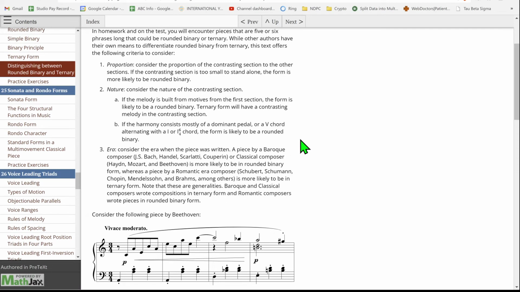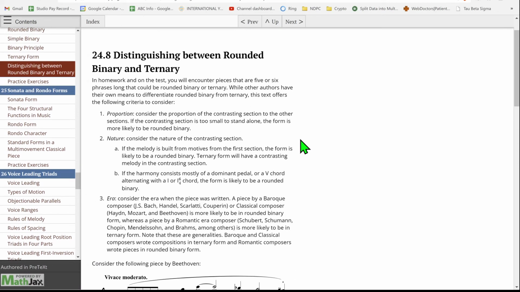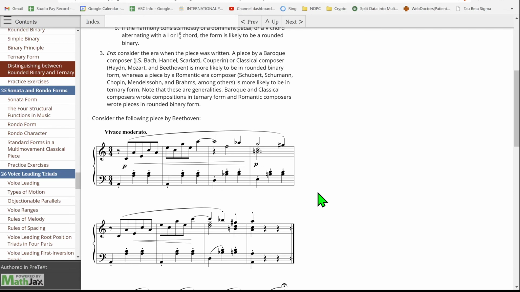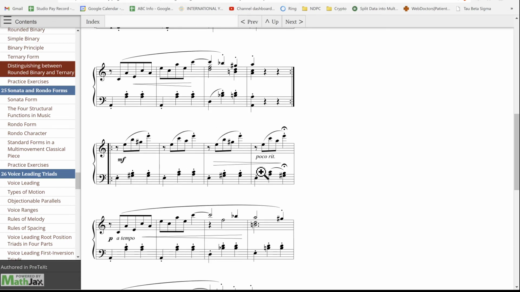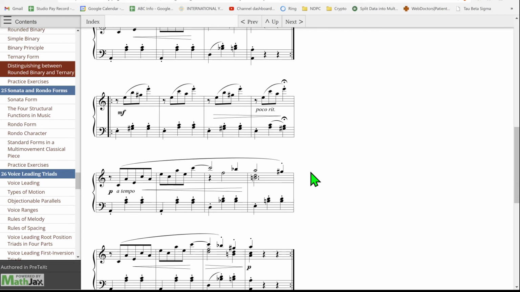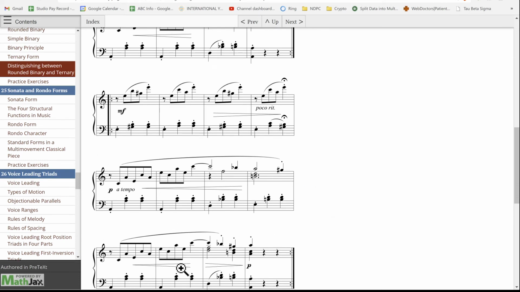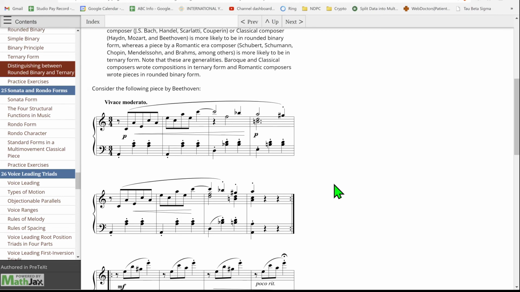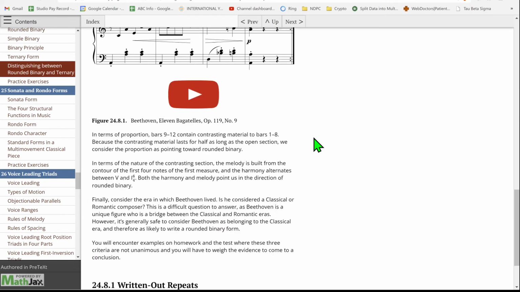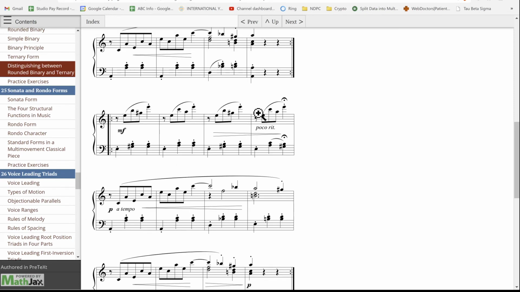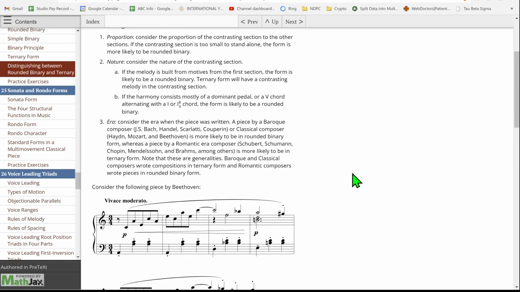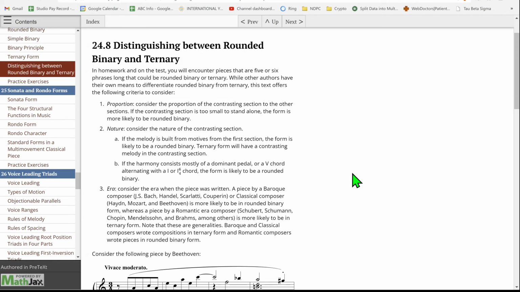Very, very simple. If the B section, the second section, is very short and almost requires the A section's return, you're definitely dealing with rounded binary. If the B section is much more complete, longer, more developed, then you're dealing with more of a ternary form. So proportion is what they're talking about. What's the proportion of the A section versus the B section?